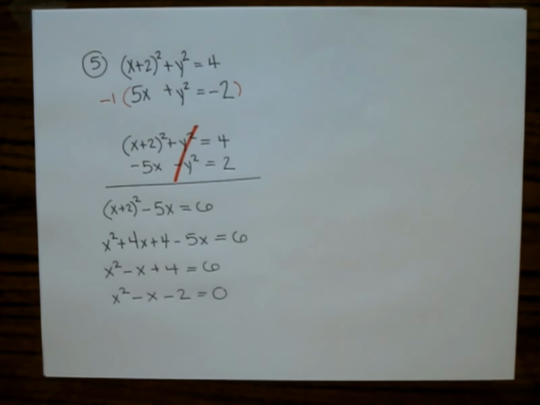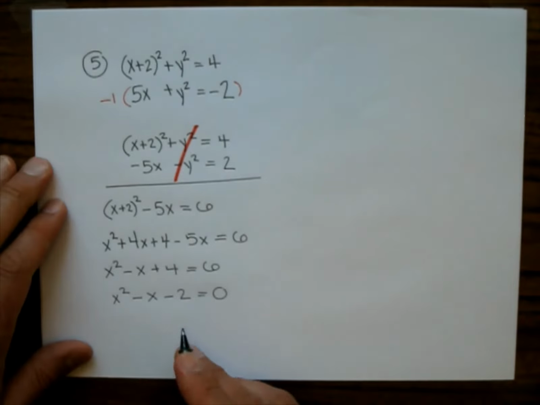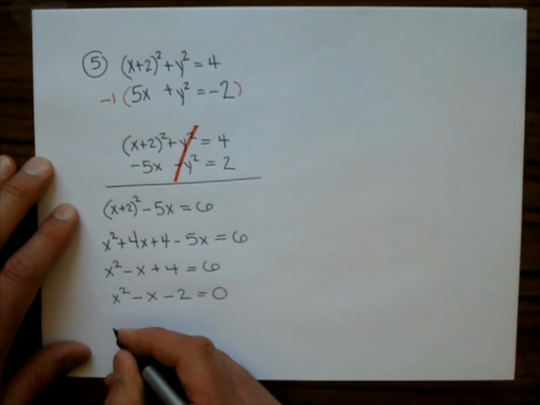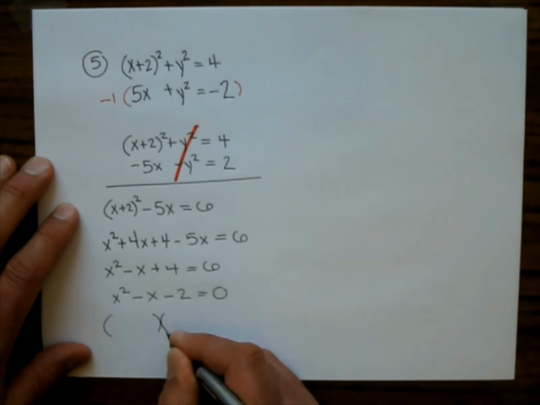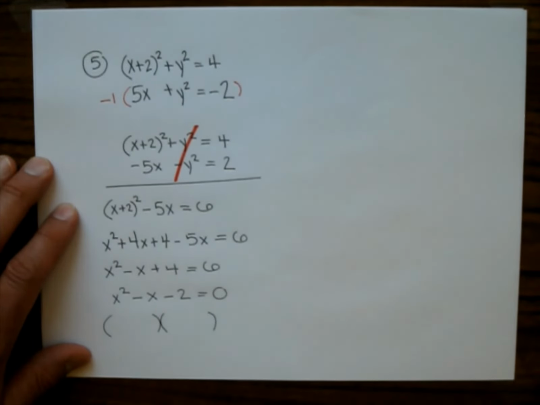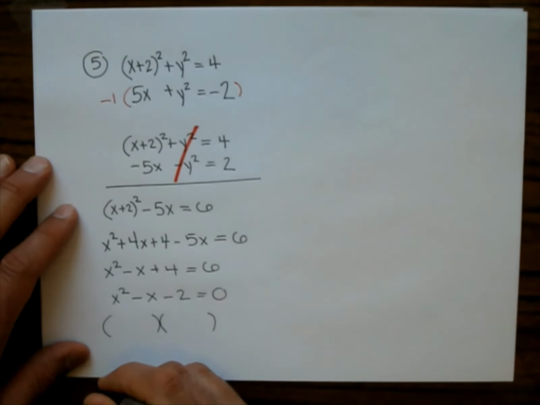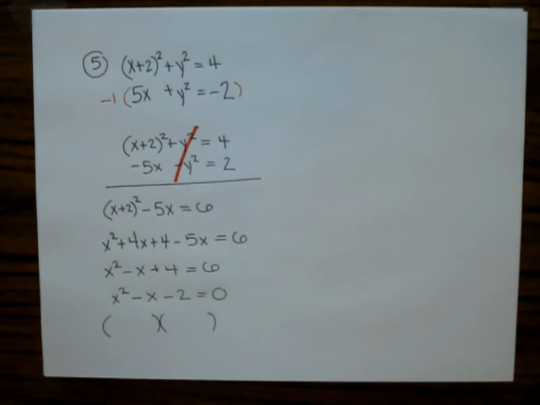Sure hope I don't have to use the quadratic formula on this. Factors of 2 that subtract can give you 1. Okay, I can factor this. And so, oh, this pen is running out of ink. Do I have another black pen? Oops, here's my black pens here. Okay.